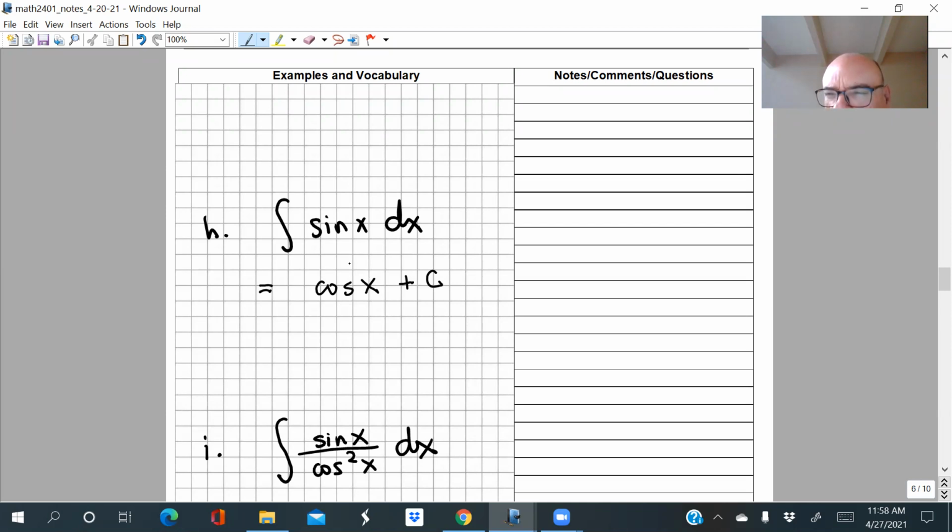How can I fix it though then? The fix seems kind of obvious. What could I do? Negative cosine. Yeah, put a minus. Just put a minus in front of your answer, right?